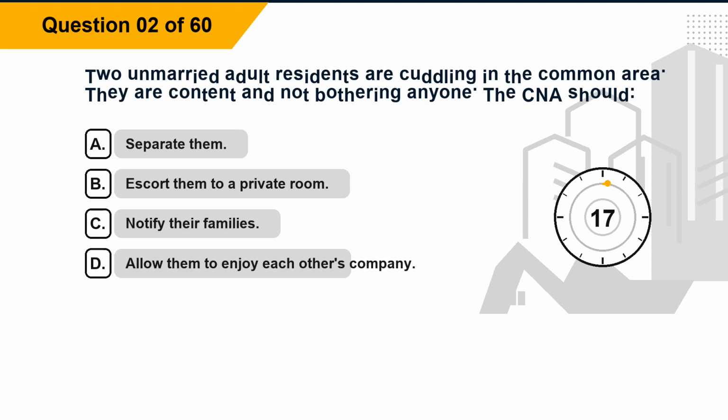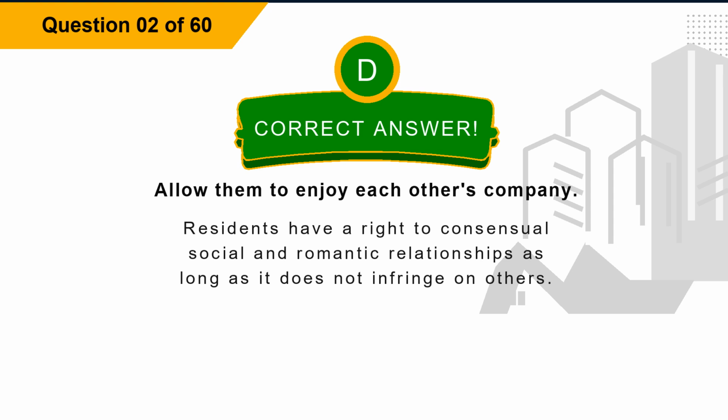Question 2. Two unmarried adult residents are cuddling in the common area. They are content and not bothering anyone. The CNA should: Option A. Separate them. Option B. Escort them to a private room. Option C. Notify their families. Option D. Allow them to enjoy each other's company. The correct answer is option D. Allow them to enjoy each other's company. Explanation. Residents have a right to consensual social and romantic relationships as long as it does not infringe on others.